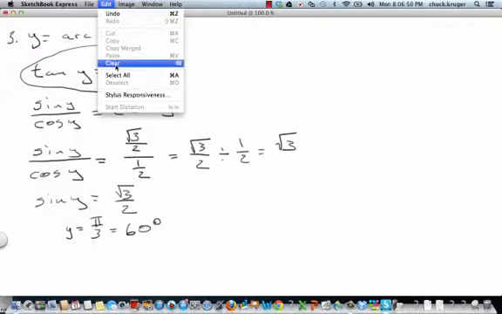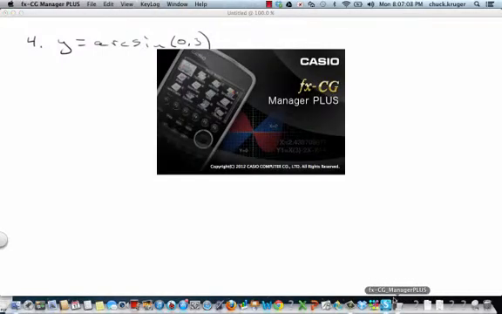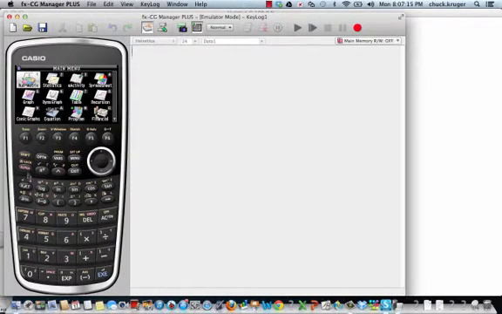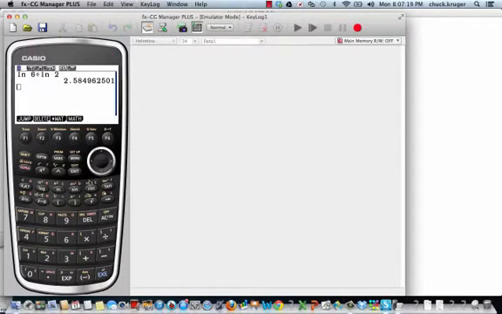Okay, next problem. Number 4. If we're going to use our calculator to figure out y equals the arc sine of 0.3. So I'm going to go to my calculator, which is right here. And you got to make sure you're in radians. And so I'm going to go, let's execute there.